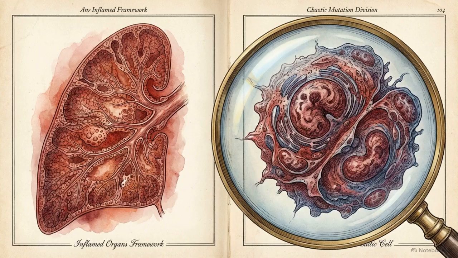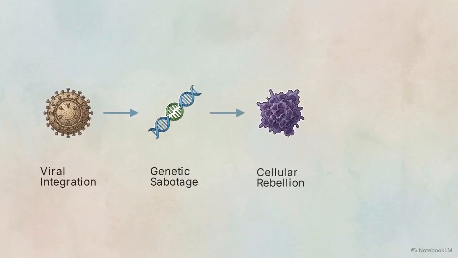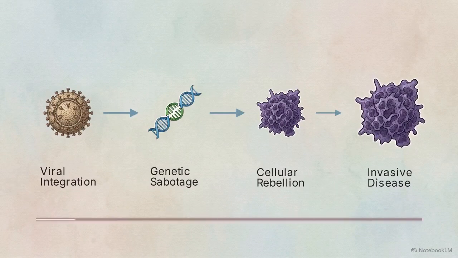Mastering the pathology of cervical squamous cell carcinoma requires looking past the macroscopic symptoms of bleeding and pain to recognize the unbroken, continuous chain of causation stemming from a single viral integration.